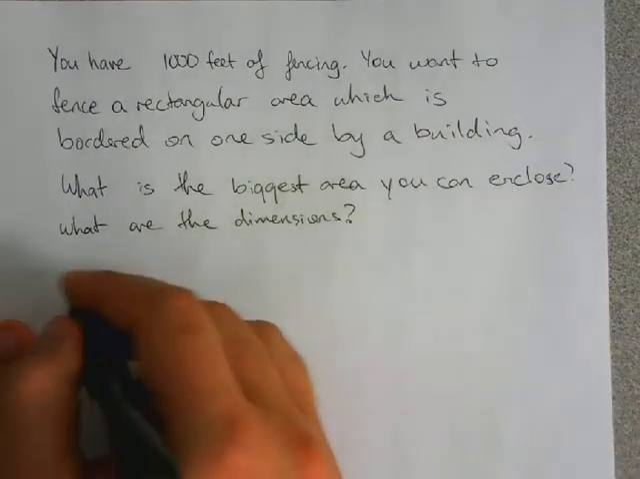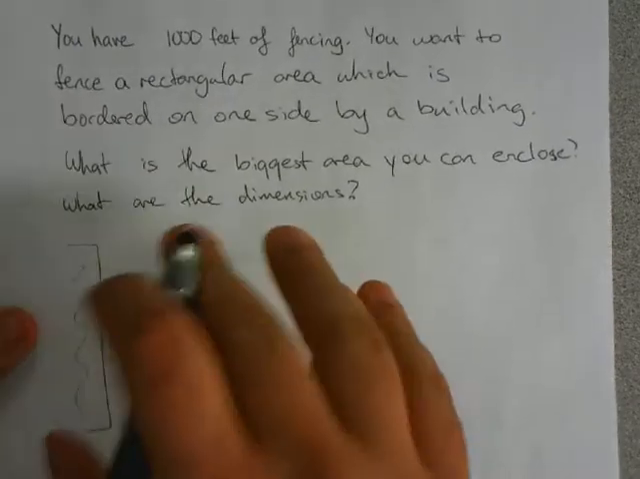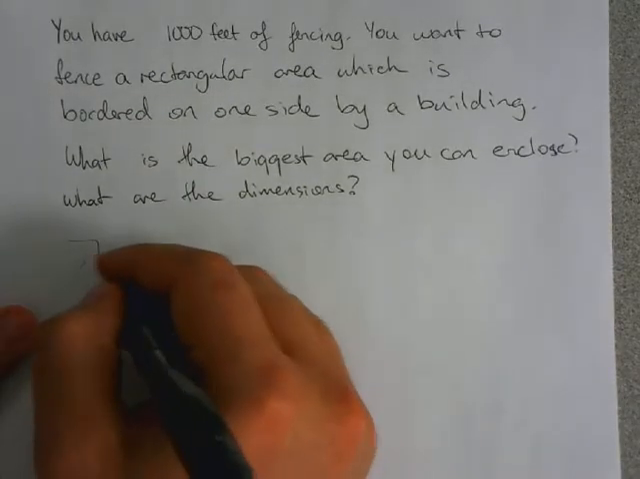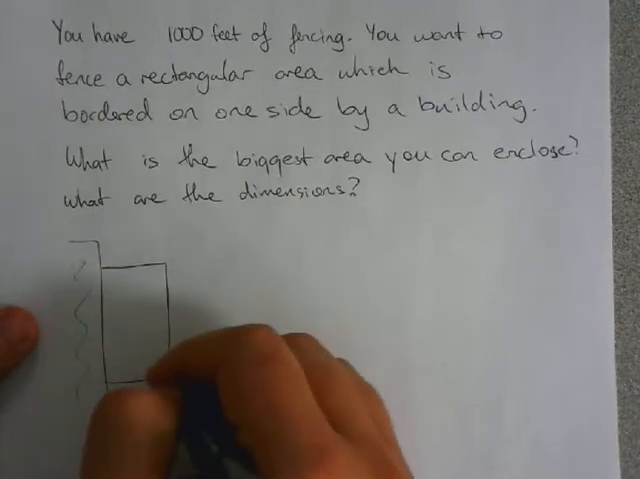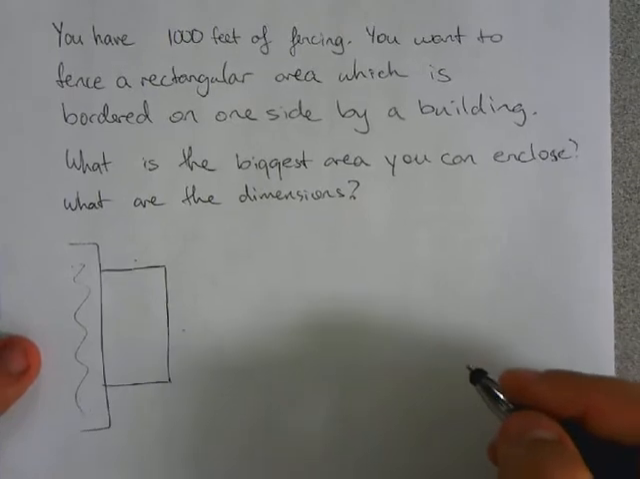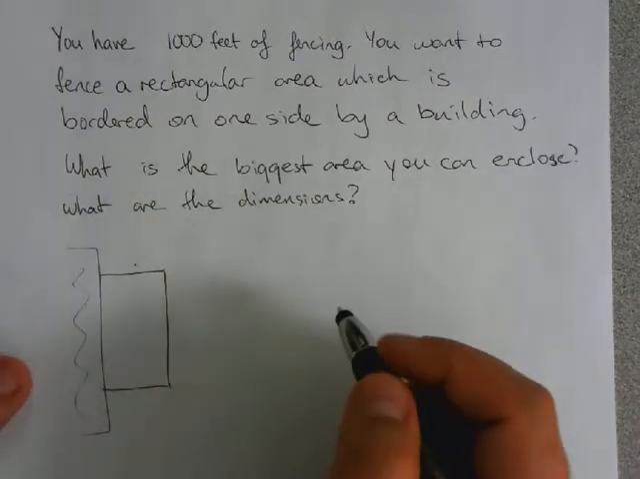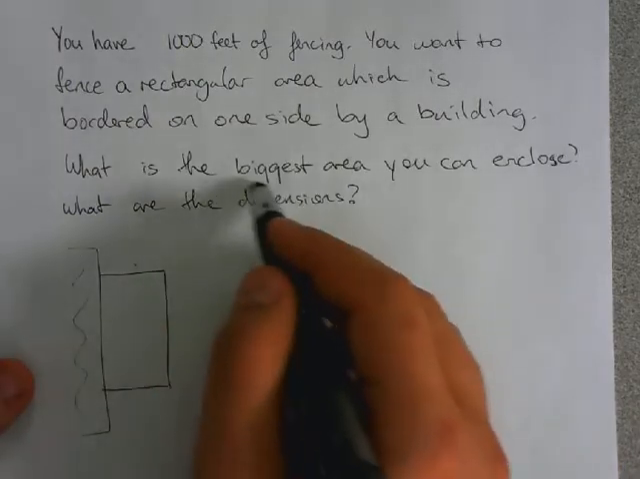So first, let's draw that. There's a building on this side, so we're going to call that the building. This is a bird's eye view, so we're looking down, and I want to fence off a rectangular area. So this is my fencing here, here, and here. I have 1,000 feet of fencing, and you want to fence a rectangular area. Well, I want to figure out what the biggest area is.